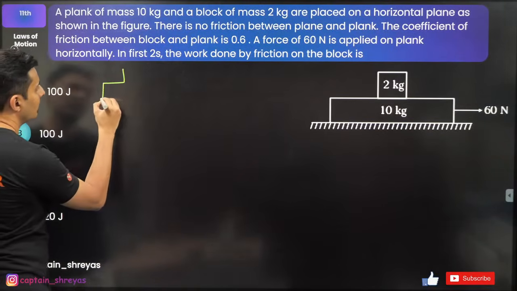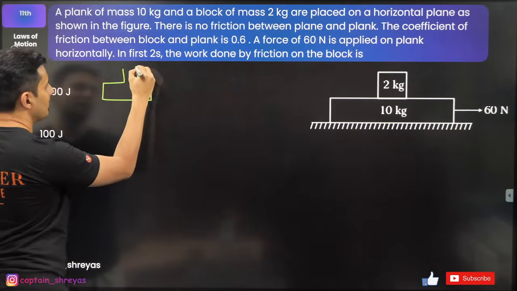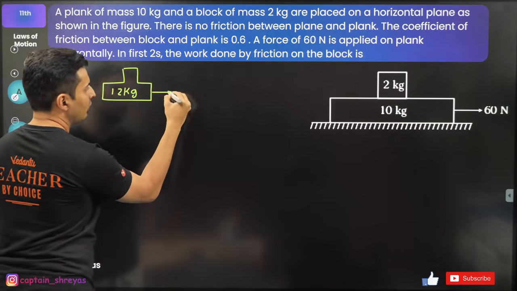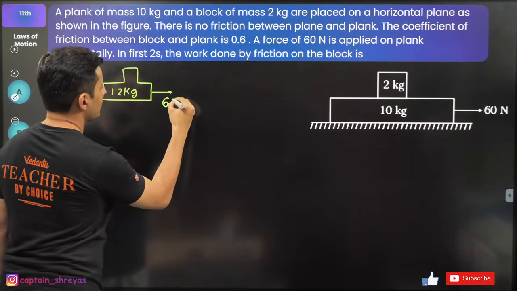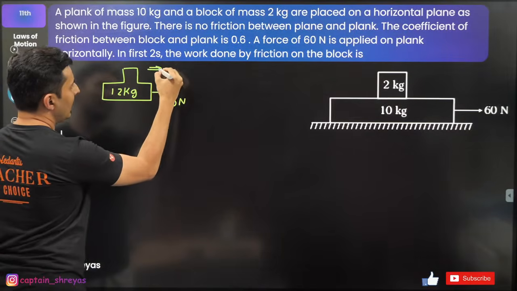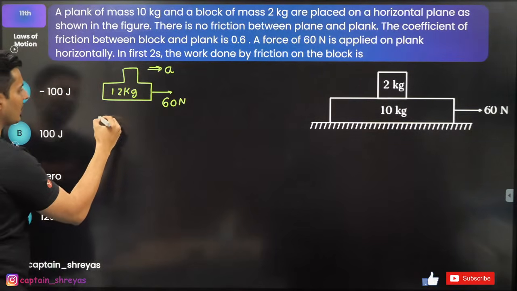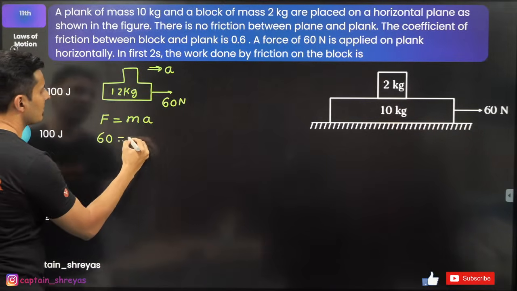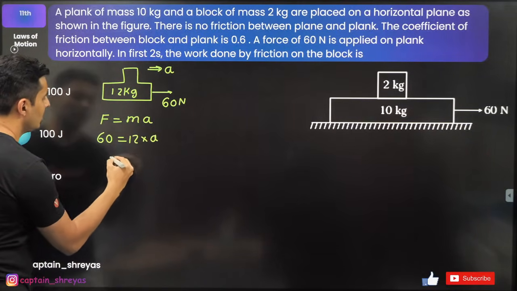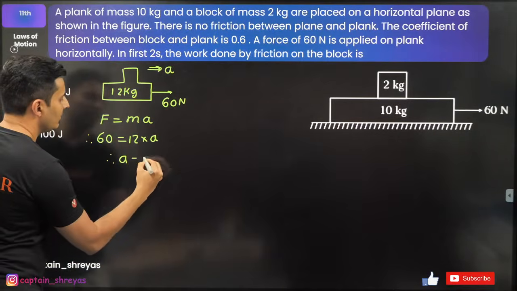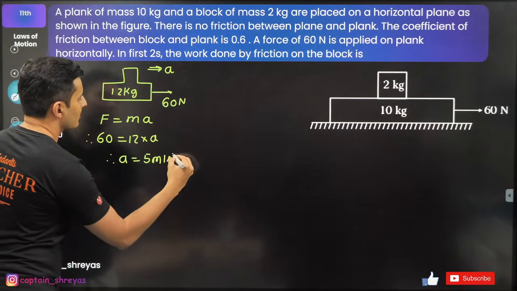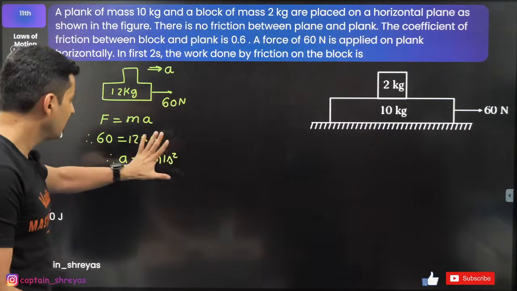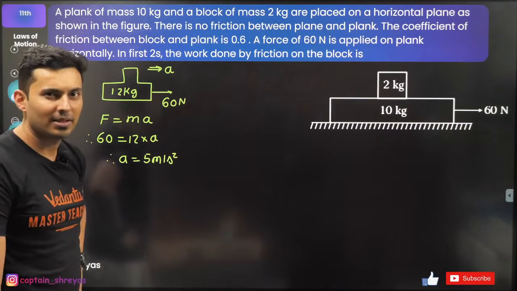If you take both of them as a system, it will become 12 kg mass. There is only one force acting on it, and that is 60 Newton. This system will accelerate. So I can say force is equal to mass into acceleration. 60 is equal to 12 into acceleration. So acceleration will be 5 meters per second square. So if they are being pulled together and they move together, they will accelerate with 5 meters per second square.